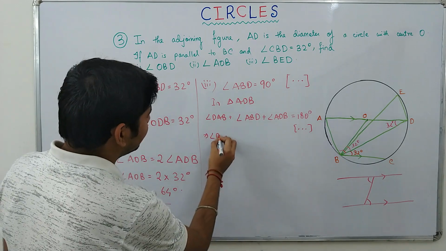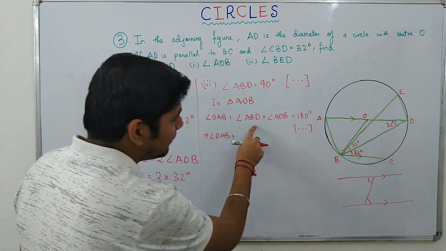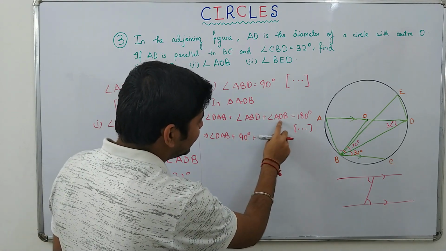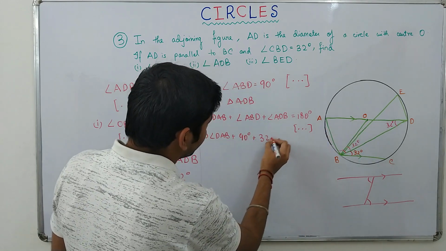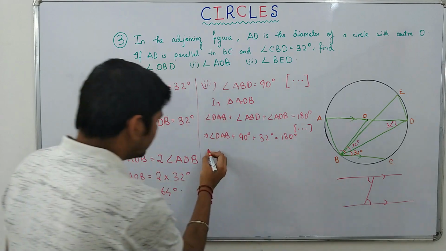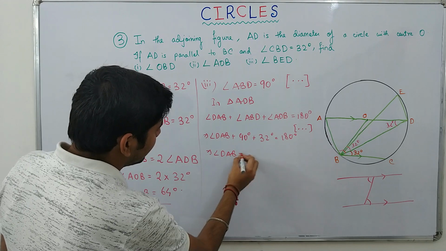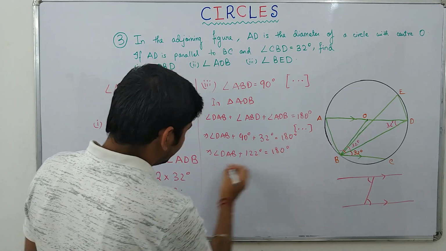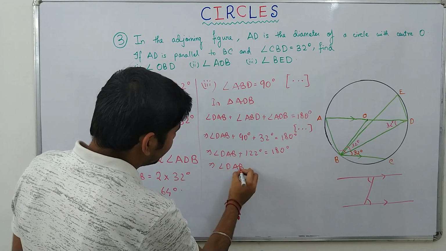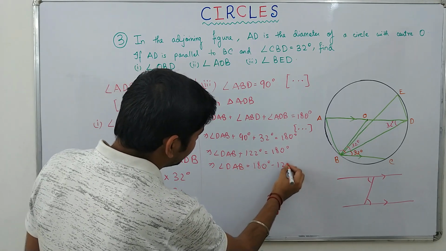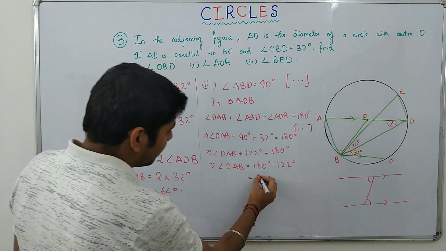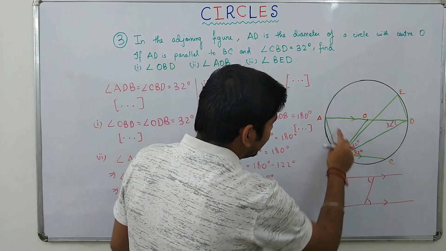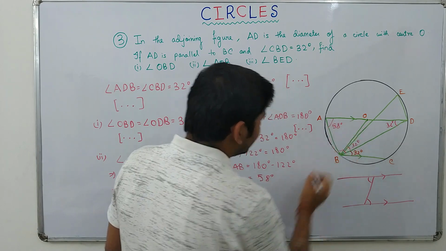So I get angle DAB plus angle ABD, that's 90 degree, plus angle ADB, that's 32 degree, is equal to 180 degree. So I get angle DAB plus 90 plus 32, that's 122 degree, is equal to 180 degree. So angle DAB is equal to 180 degree minus 122 degree, and this will come out to be 58 degree. So I get angle DAB is equal to 58 degree.